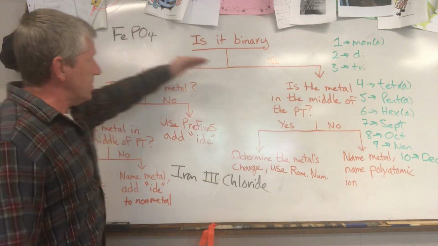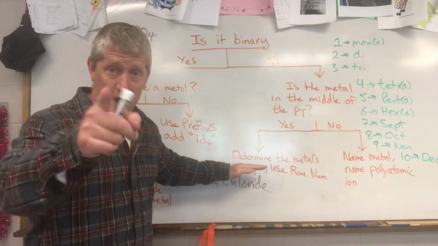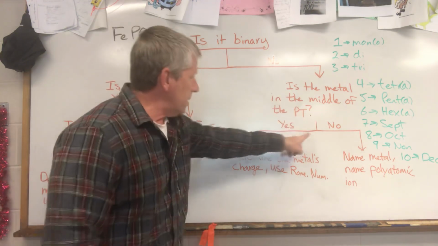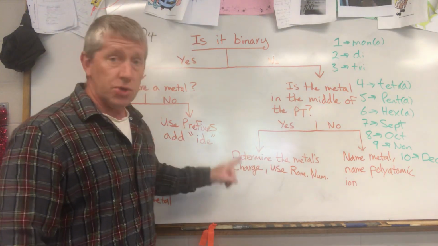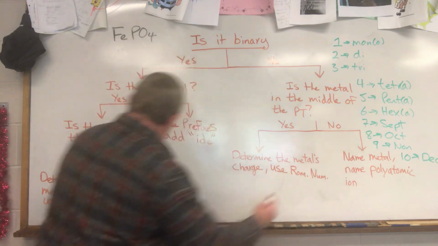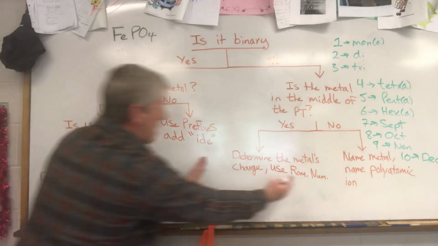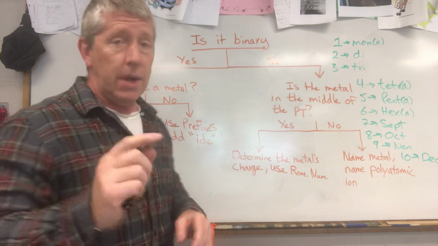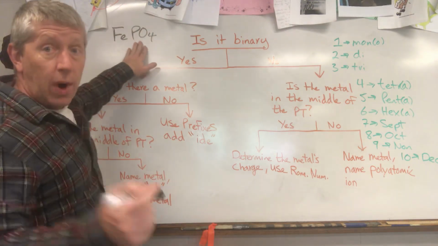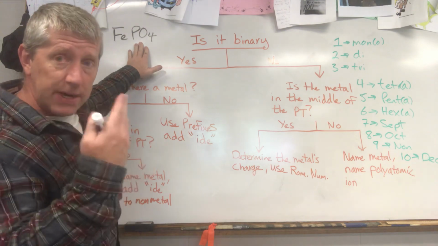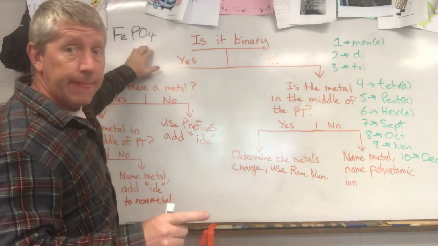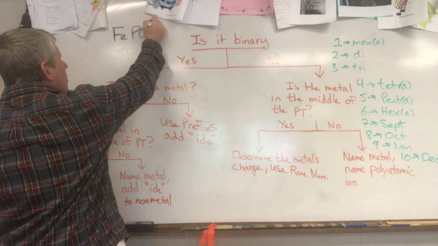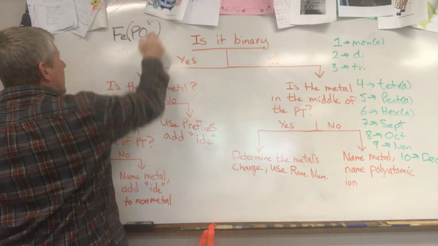So this time we finally use all the chart at this point. We will get this out of here. Is the metal in the middle of the periodic table? Yes. Determine the metal's charge, use Roman numerals. So this is the same thing as over here. If we have the metal in the middle of the periodic table, whether we have a polyatomic ion or not, we still have to do the same thing. We have to figure out the charge the iron is using. Okay, this is what you know, I hope. Look at it, find it. Phosphate, yes, this is phosphate. And we know its charge, see it? -3. The whole phosphate has a -3 charge.